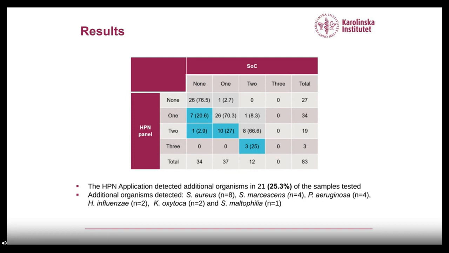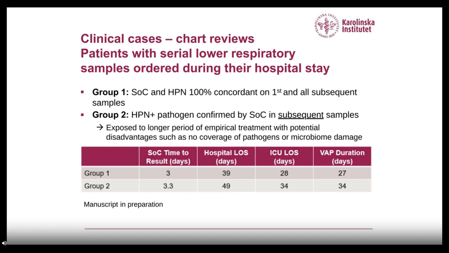So this is an overview of the first study that we conducted with a head-to-head comparison between the HPN application and culture. And if we look more into the subset of patients where we did chart reviews and had repeated samples, we could overall group them in one group where standard of care and the HPN was 100% concordant. And then we had another group where the HPN pathogen was confirmed later by standard of care in subsequent samples.